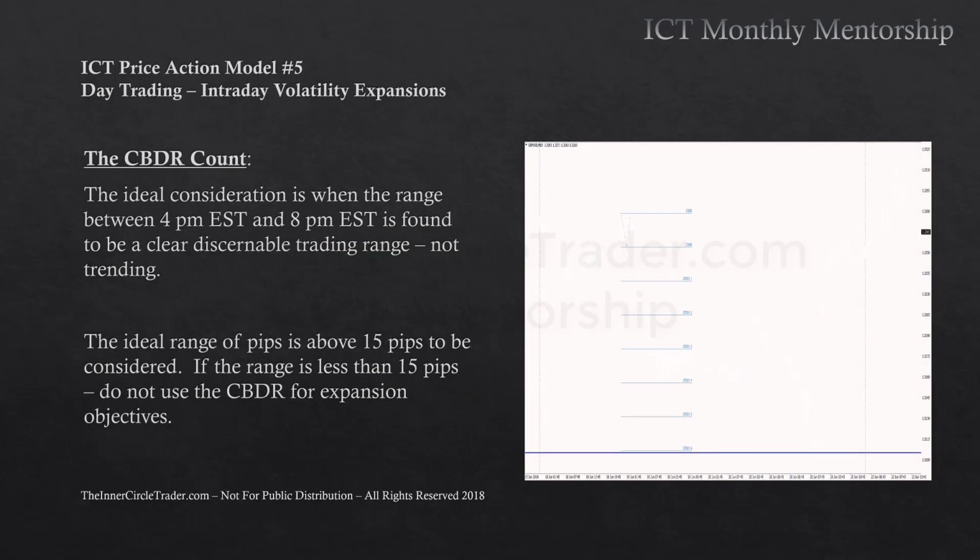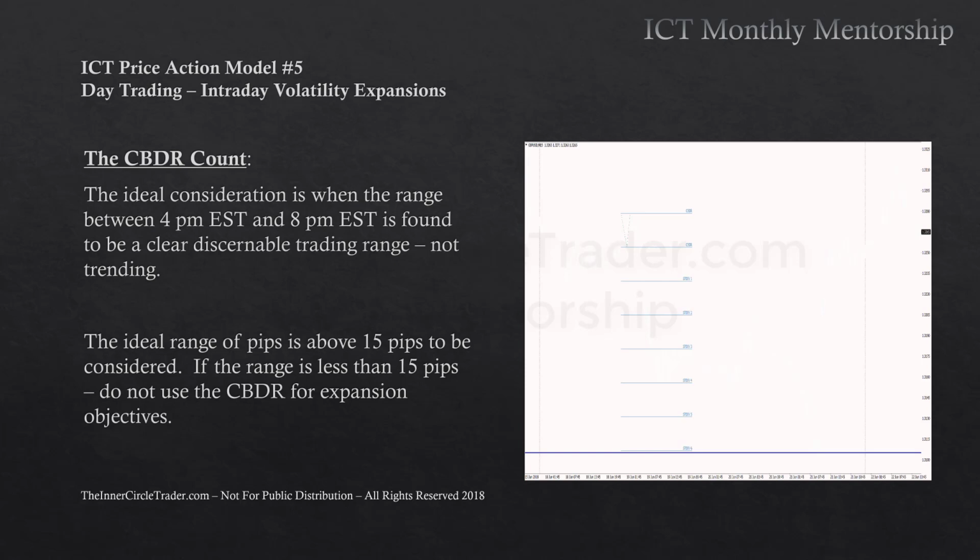When you're looking at the central bank dealer's range, the ideal consideration is when the range between 4 p.m. in New York time and 8 p.m. in New York time is found to be a clear, discernible trading range, not trending. Okay? What do I mean by that?